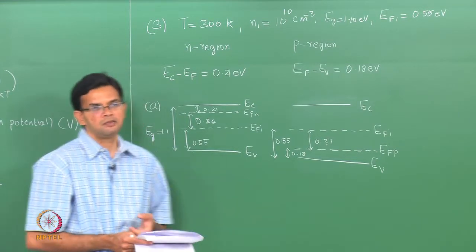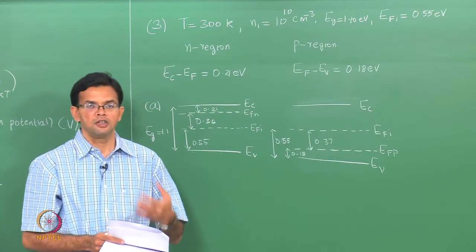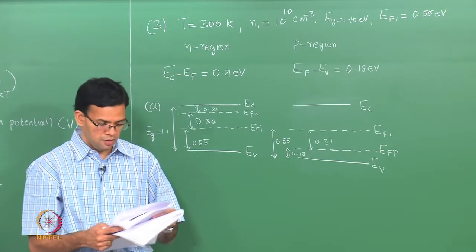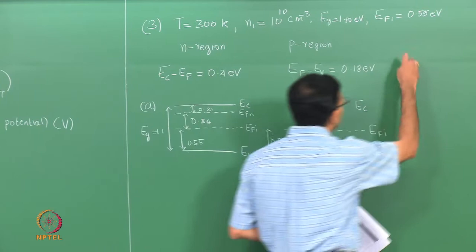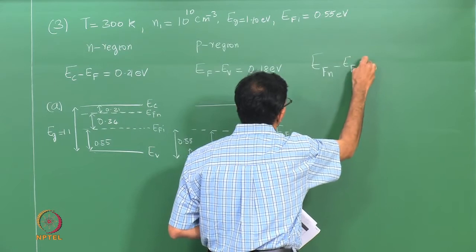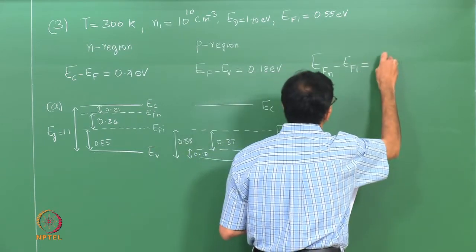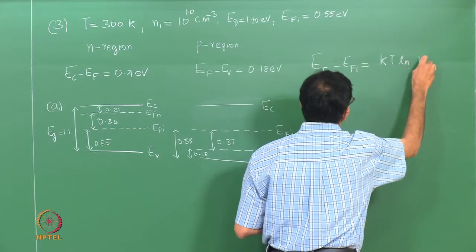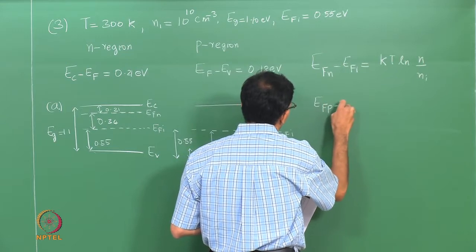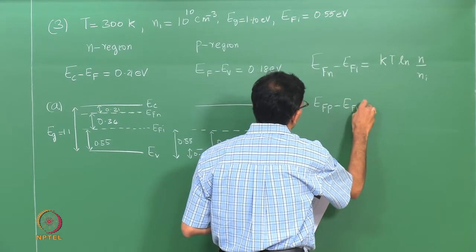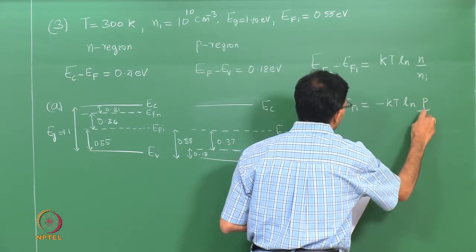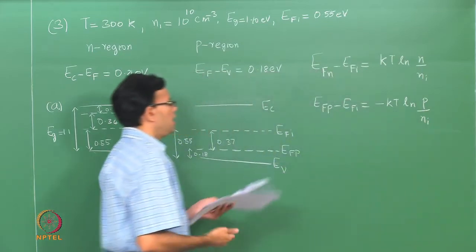But before we do that, I would like to calculate the concentration of electrons and holes on the N and the P side. So, that we can do by basically using the formula: EFn minus EFi is kT ln n over ni, and EFp minus EFi is equal to minus kT ln of p over ni.